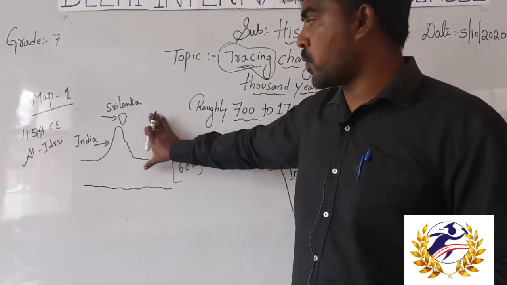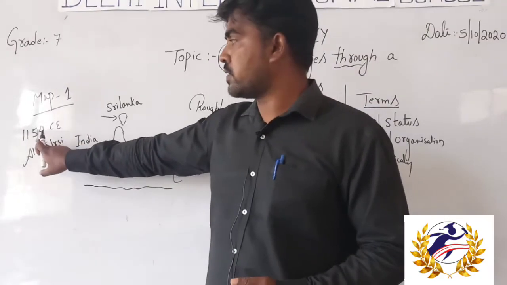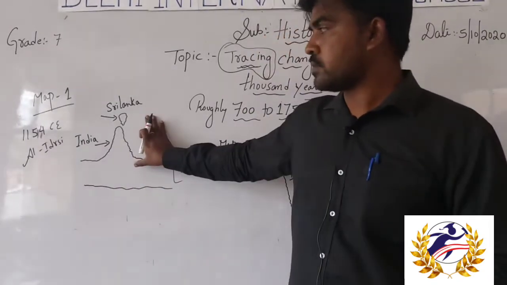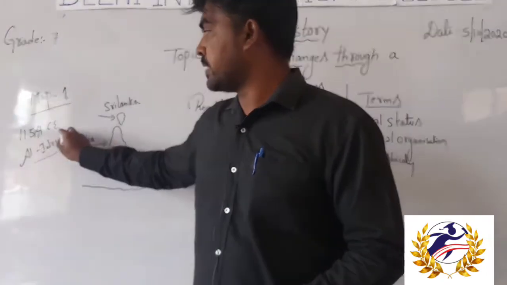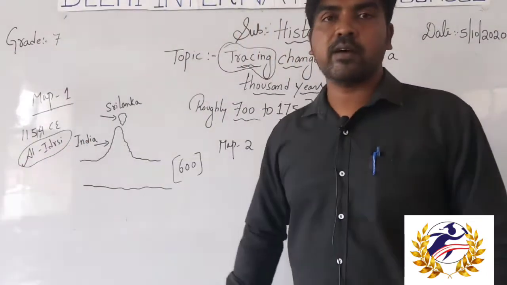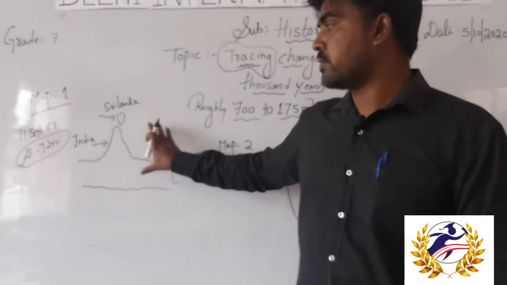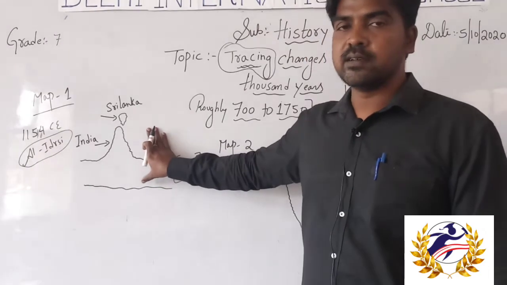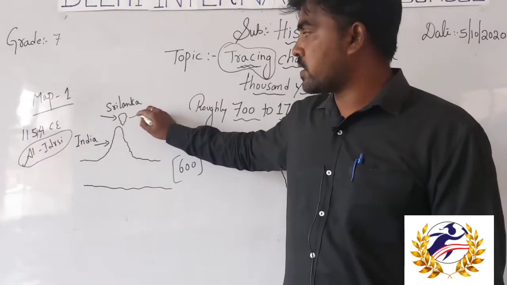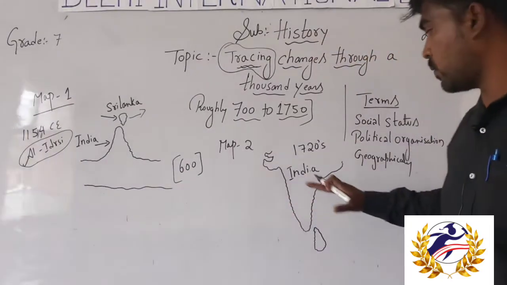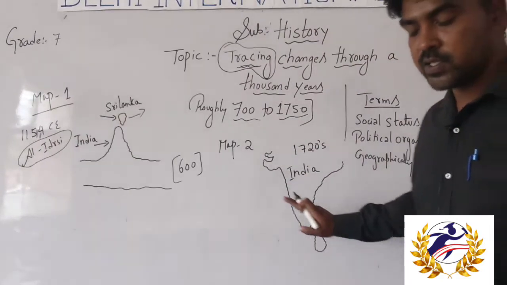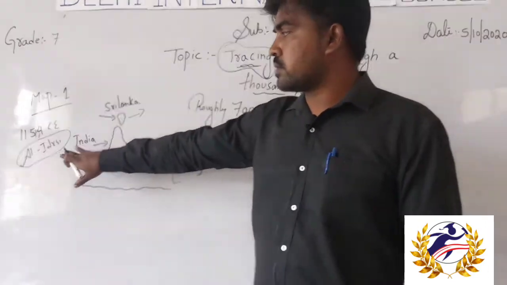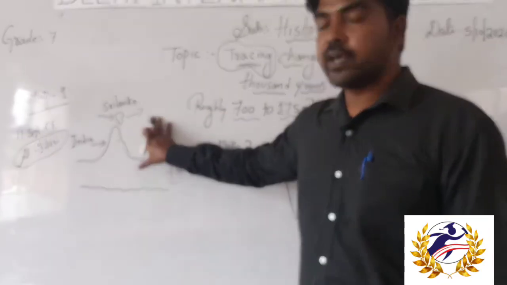This map was made in 1154 common era by an Arab historian named Al-Idrisi. He was an Arab historian. He compiled, that is, he drew our map of India like this. Here we can see Sri Lanka at the top, whereas usually Sri Lanka is at the bottom in recent maps.